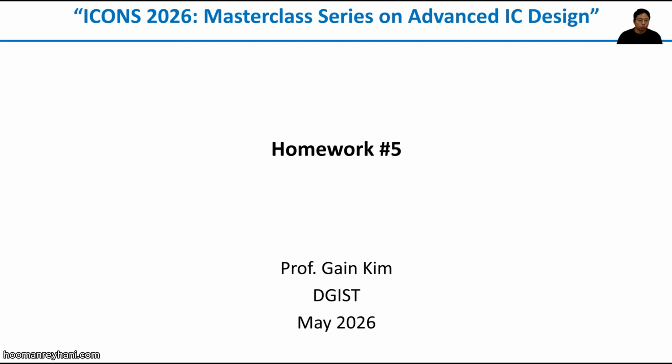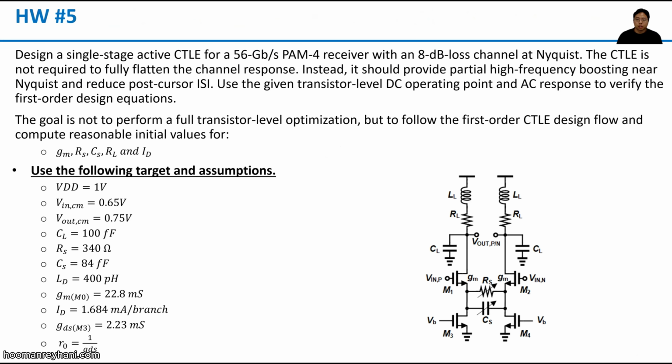Here we have homework number 5 about the guided CTLE design. This homework is a guided design exercise of a CTLE for a 56 gigabit per second PAM4 receiver through an 8 dB loss channel. Most of the important design parameters and conditions are given here. So you're expected to follow the guided design flow and apply the first order equations and develop intuition about how the key CTLE parameters affect bandwidth, the gain peaking, bias, headroom, and so on.